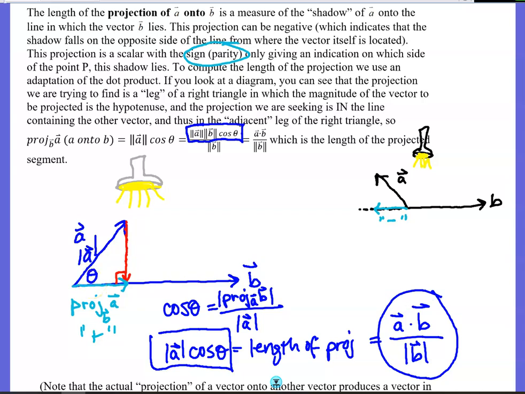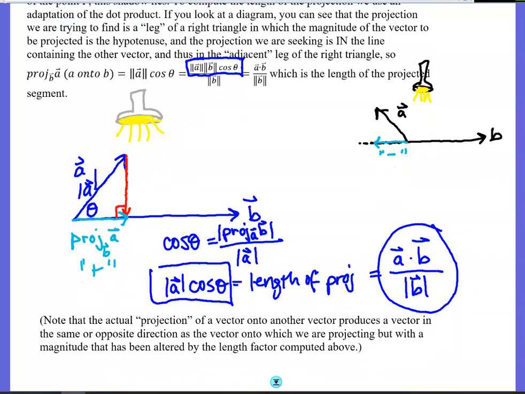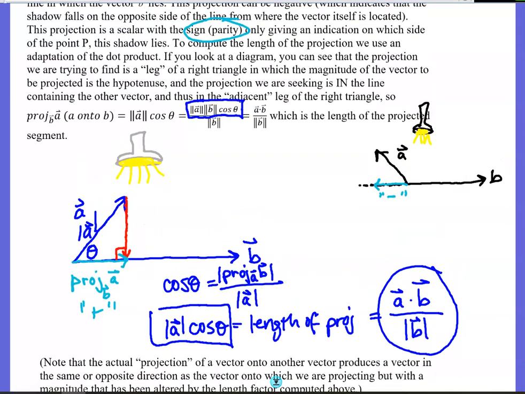Now, if we wanted to find the actual vector, this is only its length right now. We can do that, and we might talk about that later. We'll get into that, but for now, that's the length.